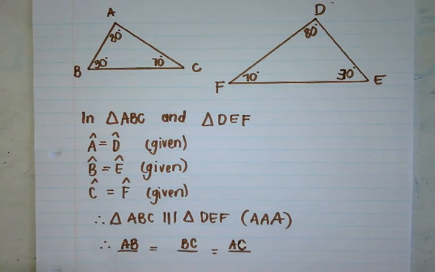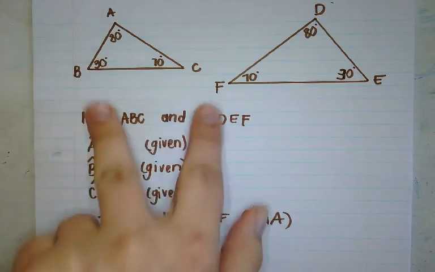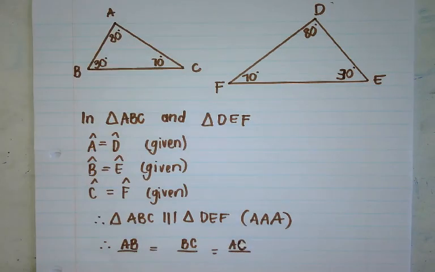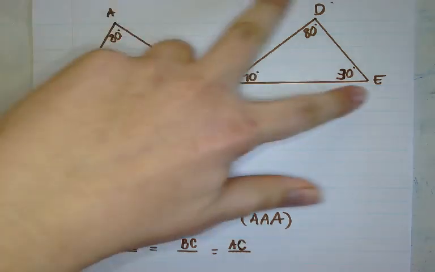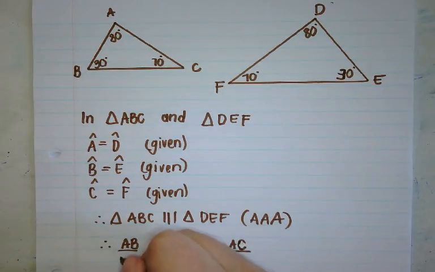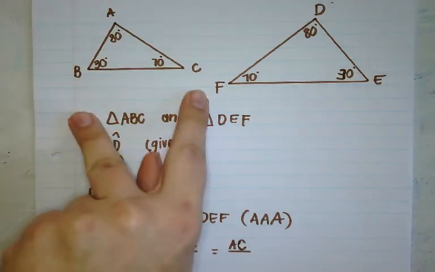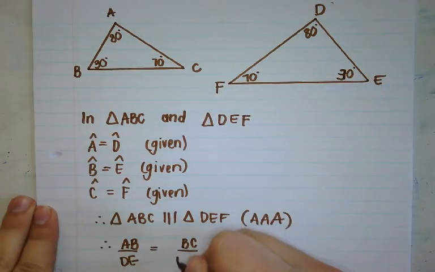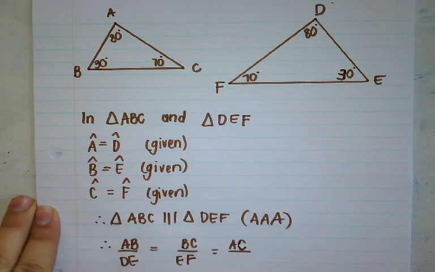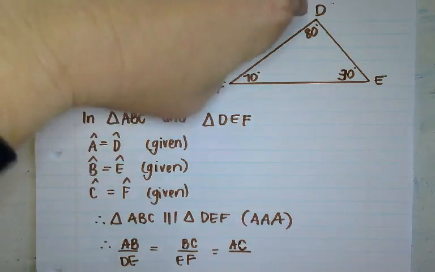So what I've done is I've taken AB, BC, and AC as my 3 sides of my triangle. And they are proportionate to AB was DE, BC was EF, and AC was DF.